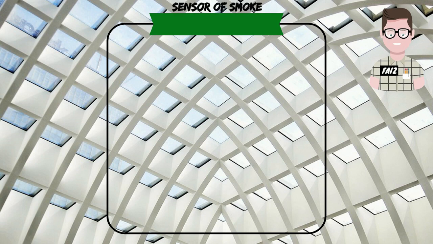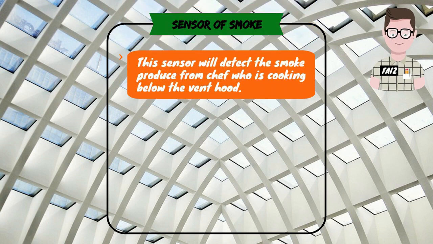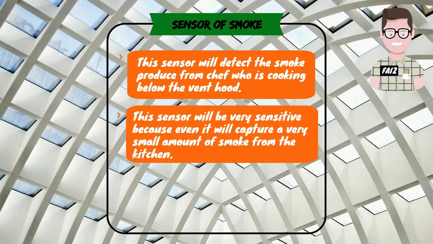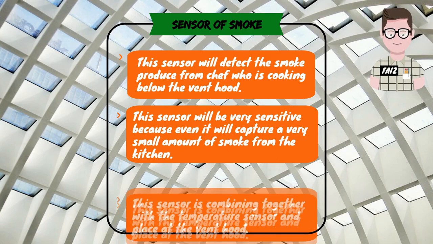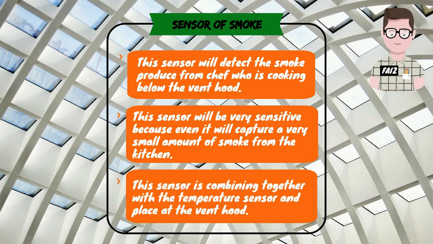Next, we install a smoke sensor. This sensor will detect the smoke produced from the chef who is cooking below the vent hood. This sensor is very sensitive because it will capture even a very small amount of smoke from the kitchen. It is combined together with the temperature sensor and placed at the vent hood.